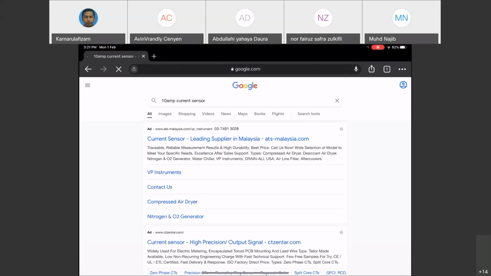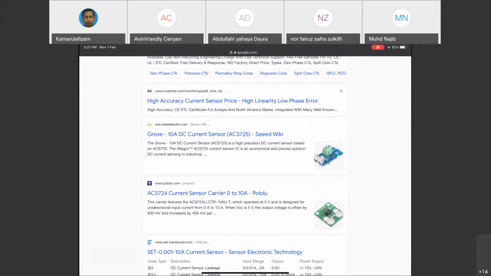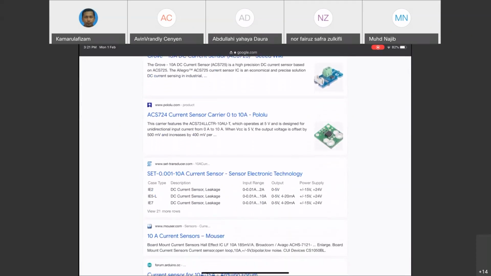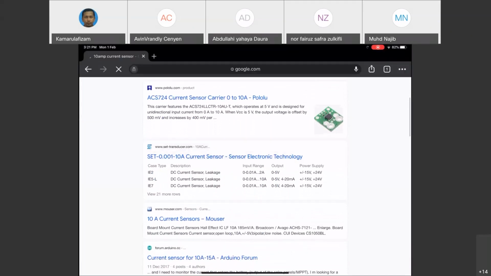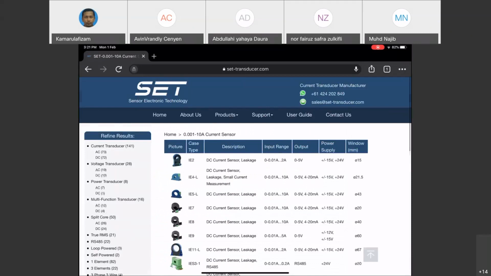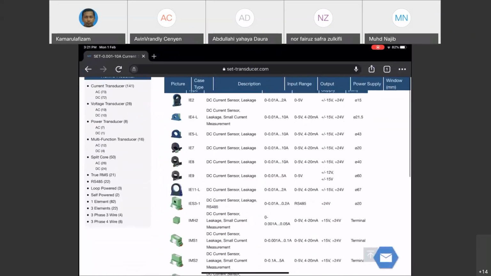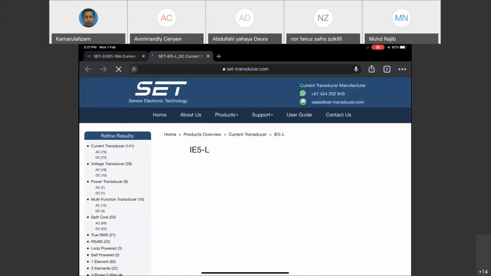Okay, I want to find something. Current sensor input range. Let's look at this. Okay. I just take a random problem, and let's see if we can work this thing out.